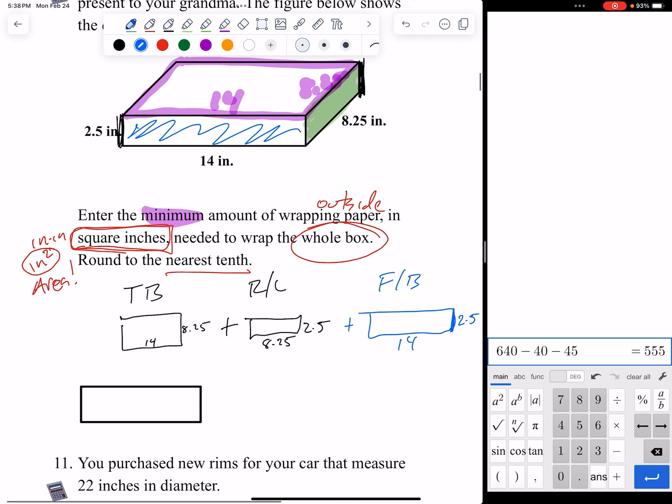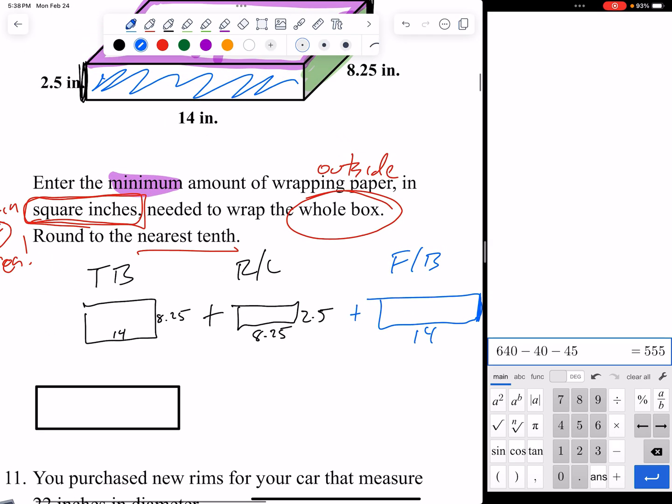So what do we know about rectangles? The area is length times width. So length times width, another length times width, and another length times width. So for my area, I got 14 times 8.25. Then I have for this area 8.25 times 2.5.